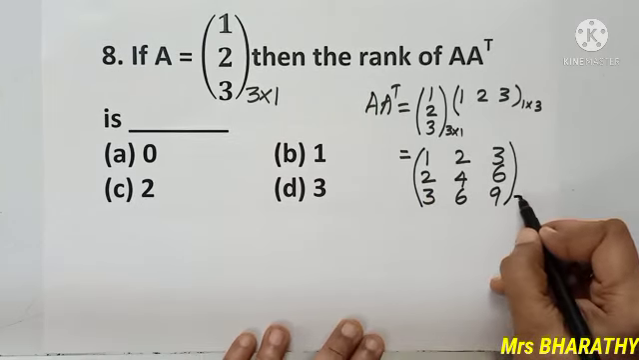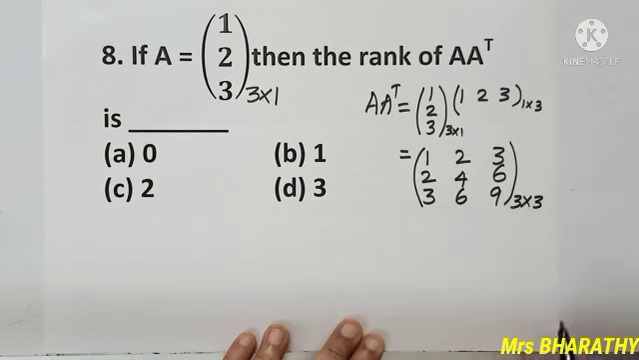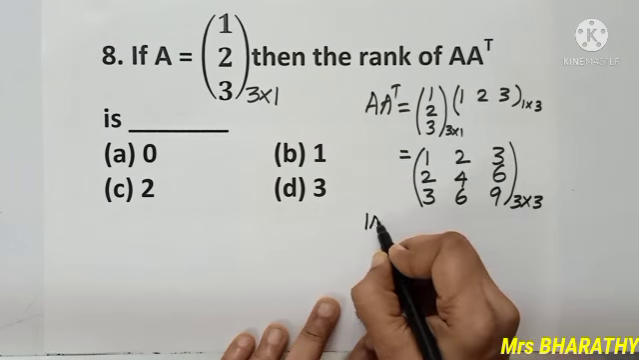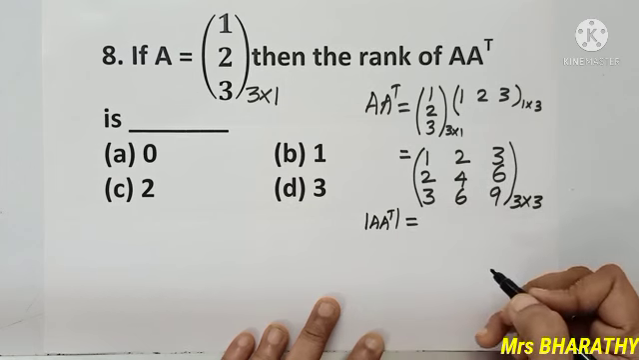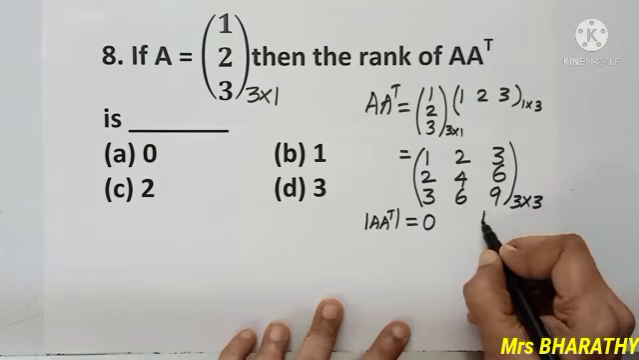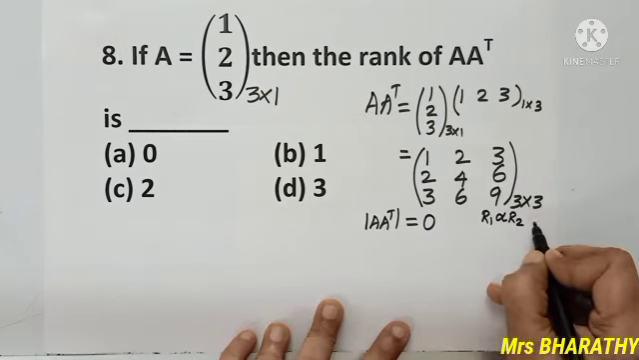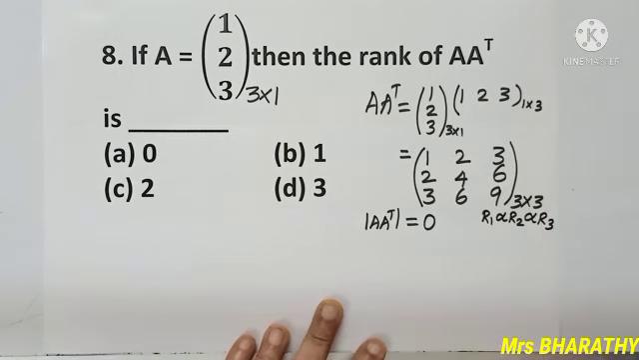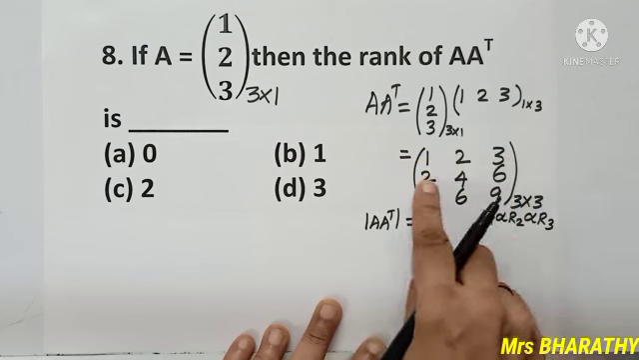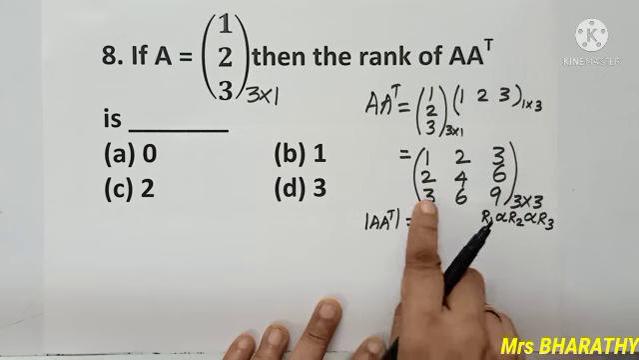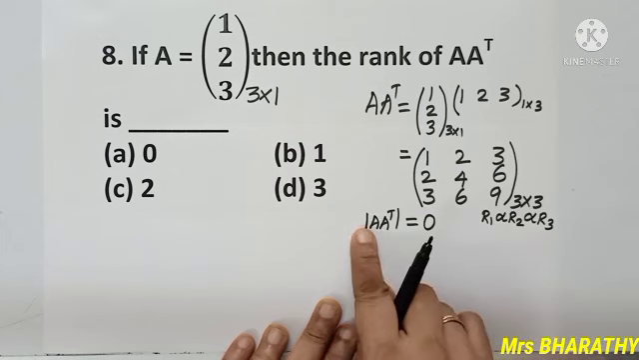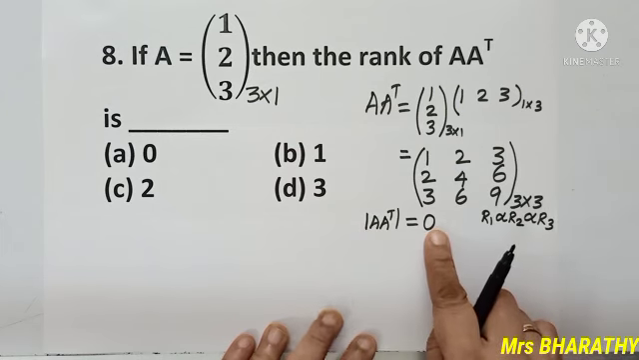So, I have achieved 3 rows and 3 columns. What is the determinant of A transpose? Obviously, my answer is 0. Why? Because row 1 is proportional to row 2, proportional to row 3. See, this is row 1, row 2, row 3. I multiply by 2, I arrive at this. I multiply by 3, I arrive at this. All the 3 rows are proportional. So, the determinant will obviously be 0.